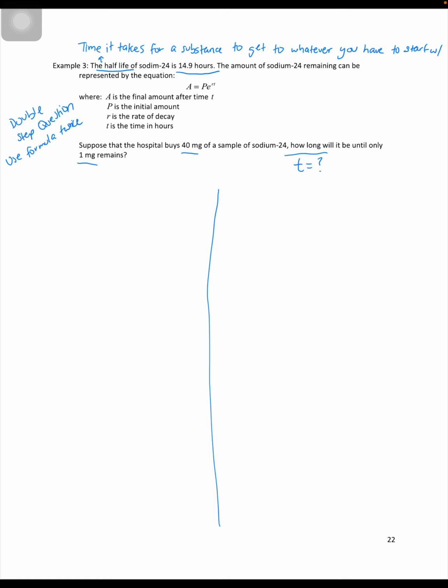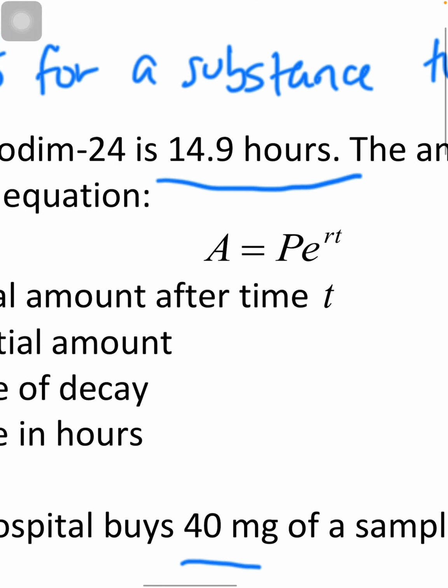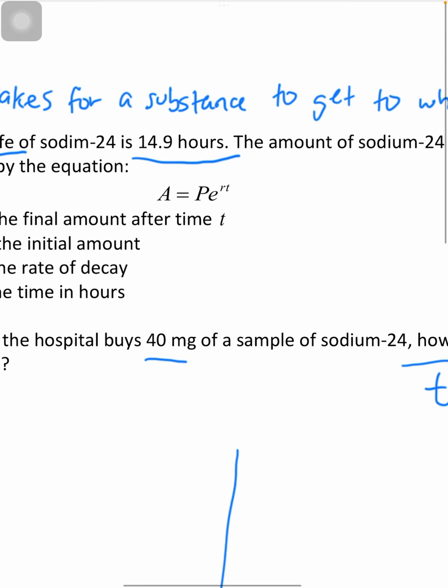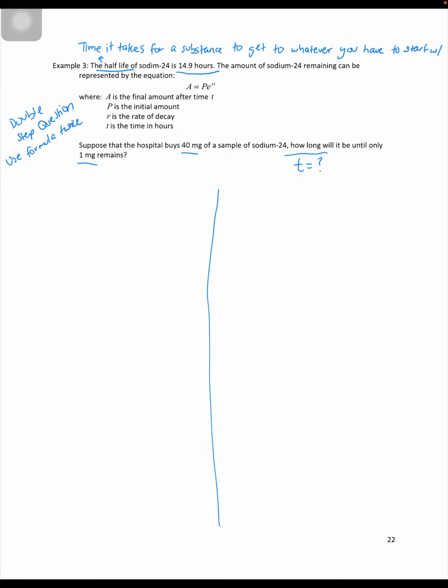A lot of students see this question and they're like, oh, we're looking for t. T is time. Oh, look at that, in the first part they told us it's 14.9 hours. So t is equal to 14.9. It's not. That's a bait. Do not fall for the bait. If this question is going to be worth like 3 or 4 marks, it's not going to be that easy. We are going to use the 14.9, but do not say that it's the final answer.